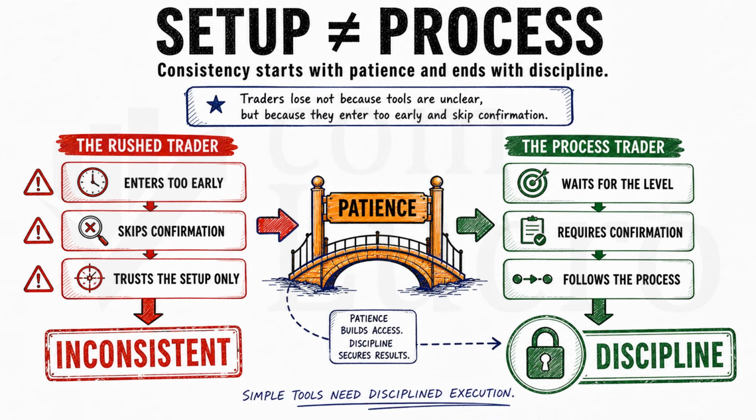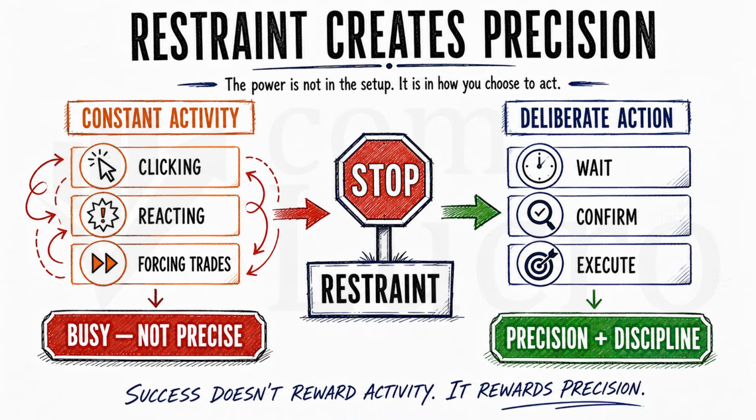The strategy is simple. The tools are clear. But most traders still lose. Why? Because they enter too early. They skip confirmation. They trust the setup, but not the process. If you want real consistency, it starts with patience and ends with discipline. So whenever you see a pullback forming, remember, the power isn't in the setup, it's in how you choose to act on it. And that choice starts with restraint.